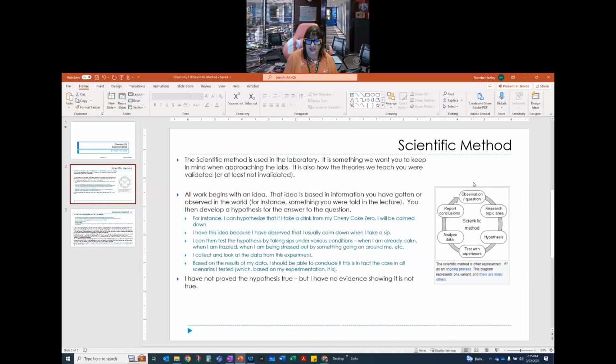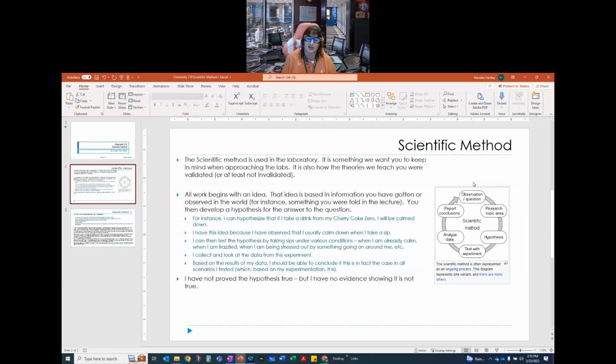Now, I can collect that data and look at all of it and say, okay, does this tell me anything? So if I do it when I'm frazzled, do I end up being calm? If I do it when I'm stressed out, do I end up being calm? If I do it when I'm calm, do I stay calm? These are the kinds of things that we want to do.